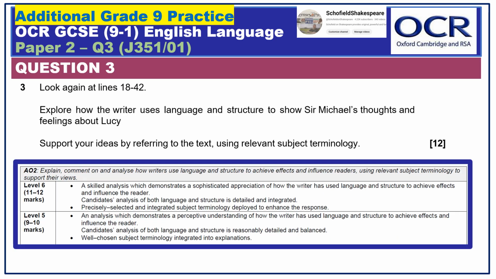The question. Look again at lines 18 to 42. Explore how the writer uses language and structure to show Sir Michael's thoughts and feelings about Lucy. Support your ideas by referring to the text using relevant subject terminology.